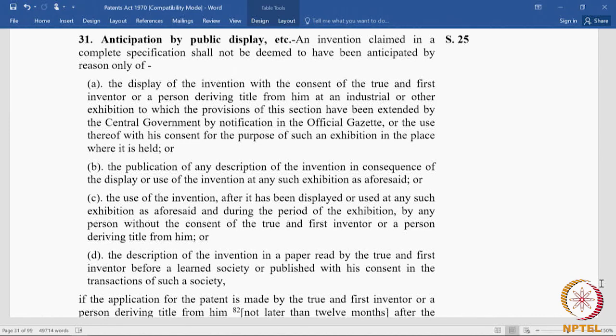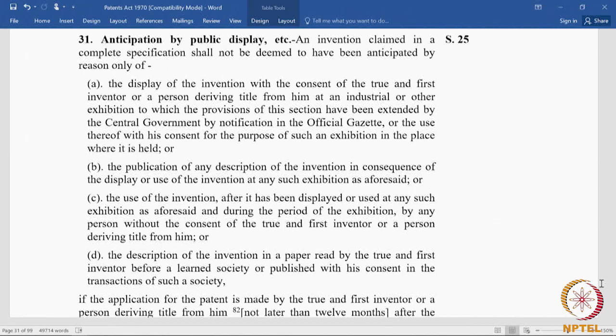This third category has certain exceptions. If you display certain things, or if you use certain things, or if people come to know about certain things, still you will be protected by a grace period. Here the grace period is mentioned. Now we will see what are those protected categories.